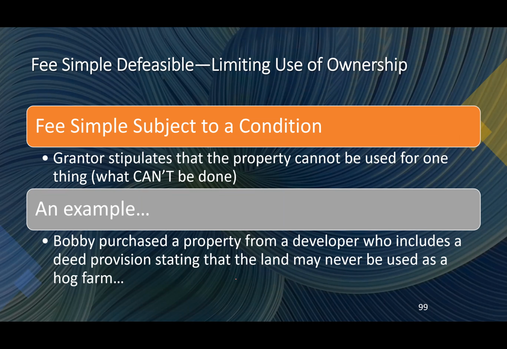Which would you rather have? A grantor who says you can use this property as a park, or a grantor that says you can use this property for anything except a hog farm? Which one would you rather have? Anything but a hog farm. This is the anything but a hog farm version.